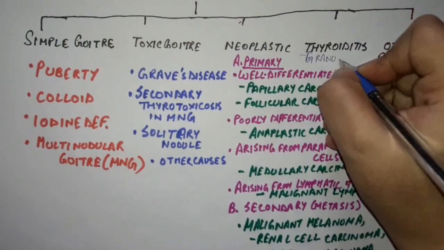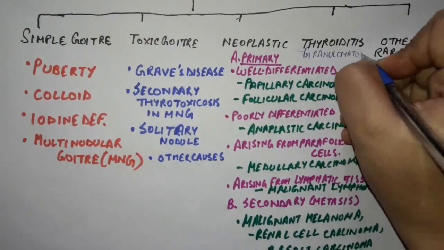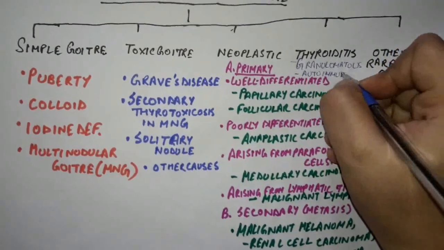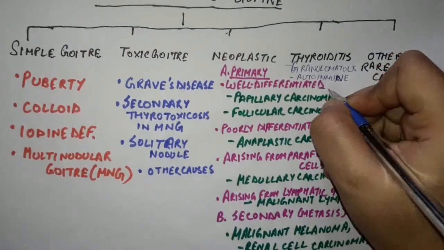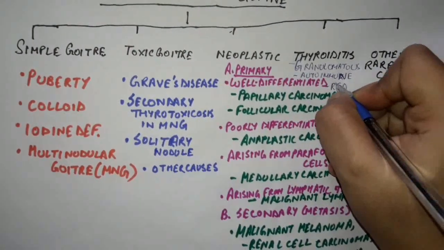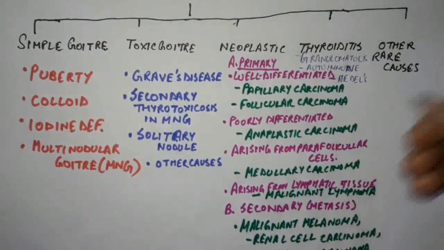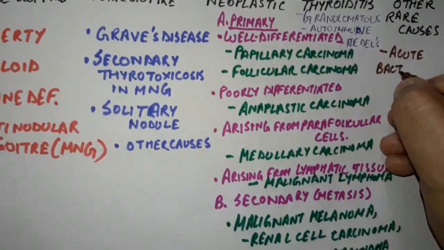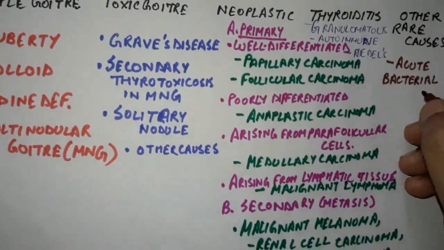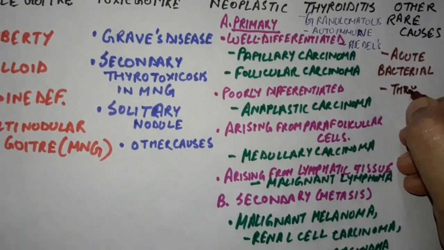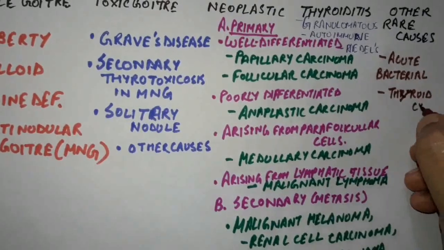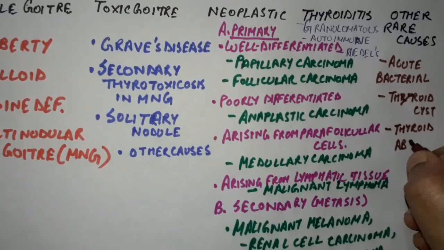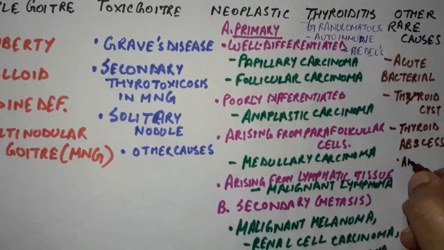now under thyroiditis comes granulomatous thyroiditis, autoimmune thyroiditis, and Riedel's thyroiditis. Under other rare causes are acute bacterial cause, thyroid cyst, thyroid abscess, and myeloid goiters.